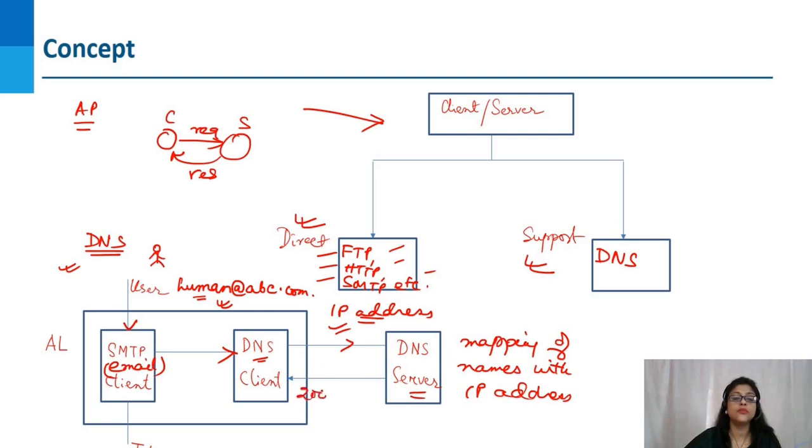Suppose it is 200.200.62.5. So this is the IP address corresponding to this website. So it will send it back to the client and the client will send it to SMTP client. So this will be 200.200.62.5. So now this IP address can now be sent to the transport layer, from there to the network layer to be sent to the other server. So this is the concept of DNS, meaning mapping of names to the IP address.